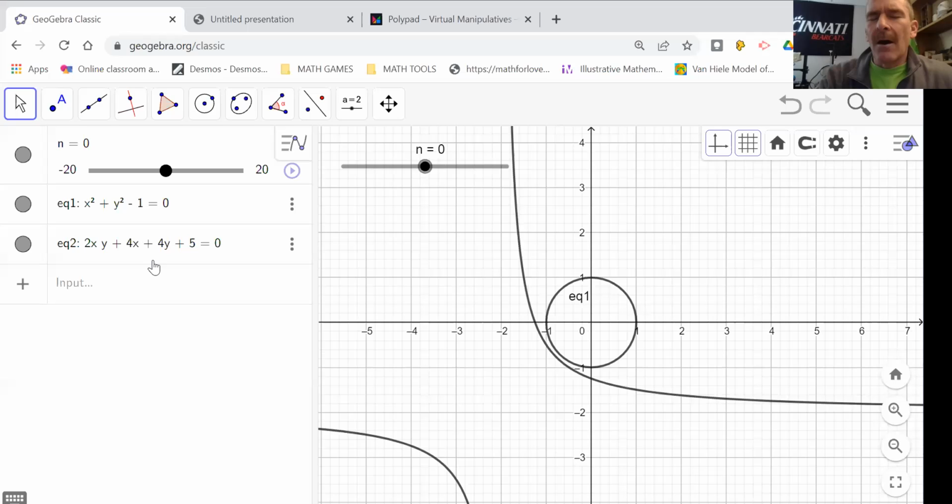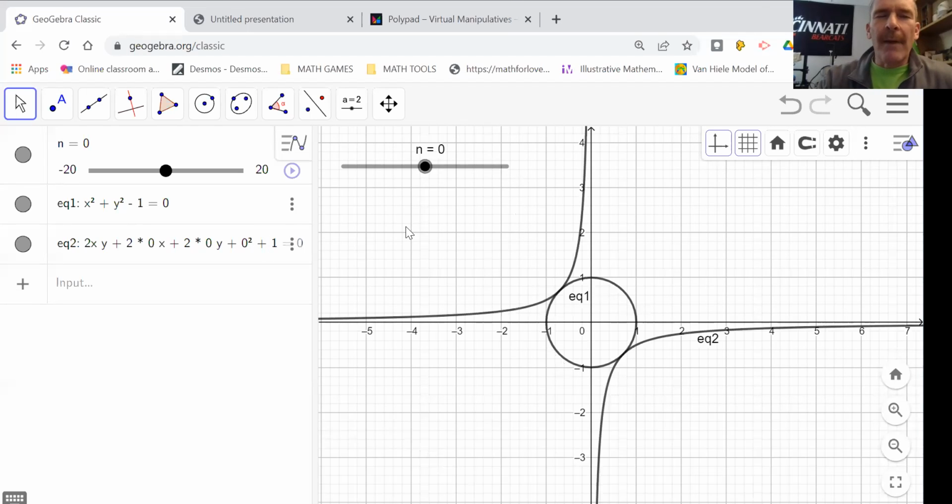This may not work. Oh, yes, I think let's try something different. Instead of 4x, I'm going to put in 2 times n, where n is my slider. And instead of 4, I'm going to put in 2 times n because n is my slider. And instead of 5, I'm going to put in n squared plus 1. I don't know what's going to happen here. I can't wait to see what happens. Oh my gosh.